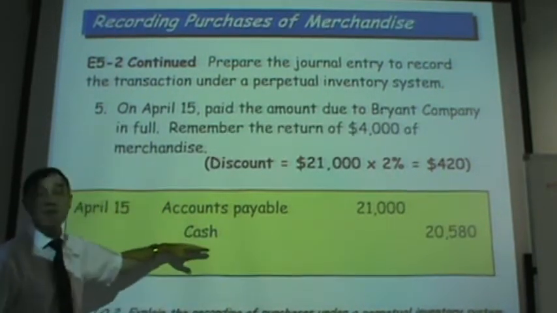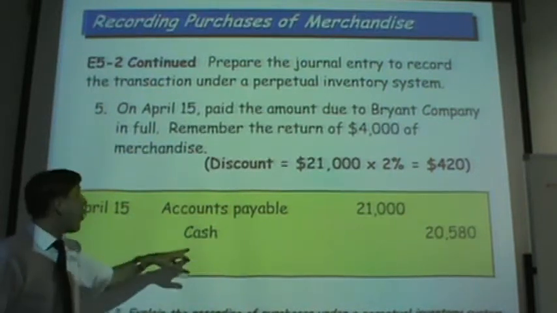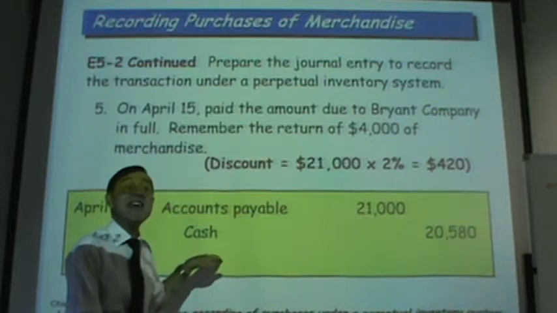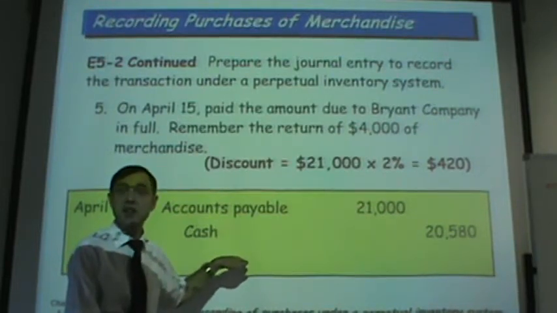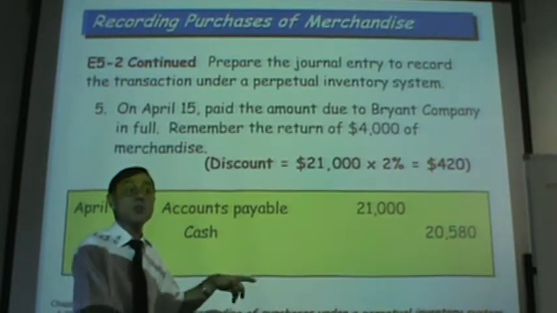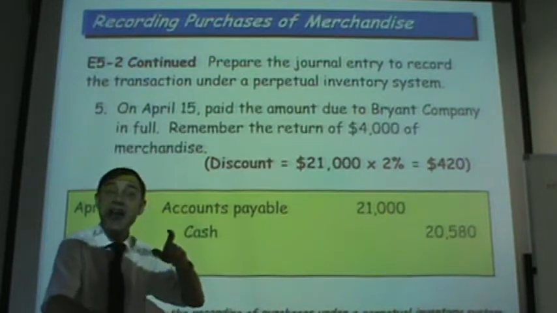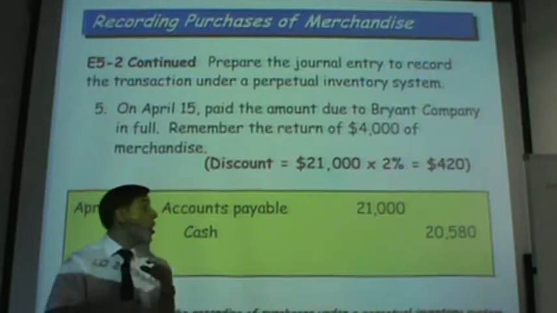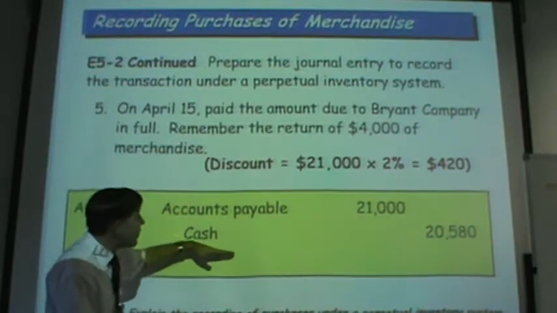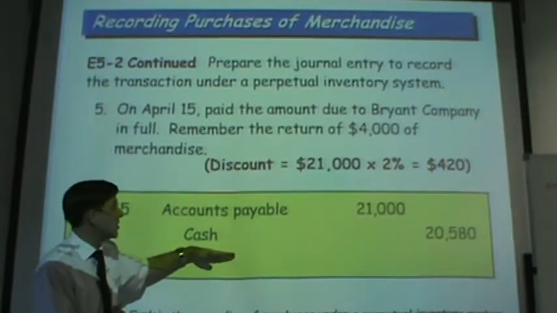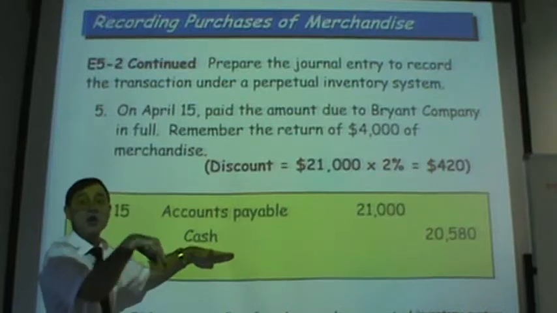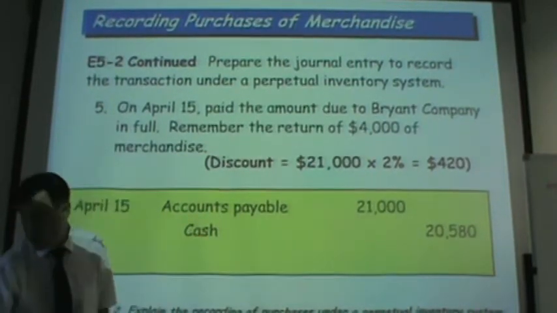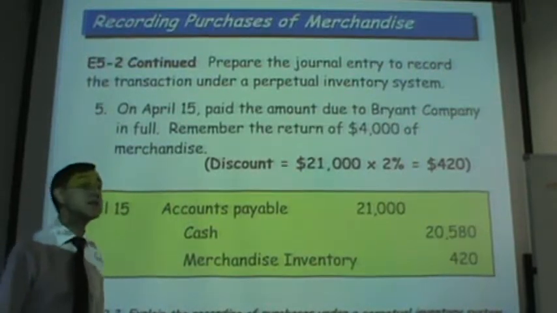Cash 20,580, and now we're going to have purchase discount, or instead of purchase discount, you can put it directly into merchandise inventory. So you can put it as a purchase discount, and then you close purchase discount into merchandise inventory. Or you can put it directly in merchandise inventory, meaning you will lower the merchandise inventory value by 420.